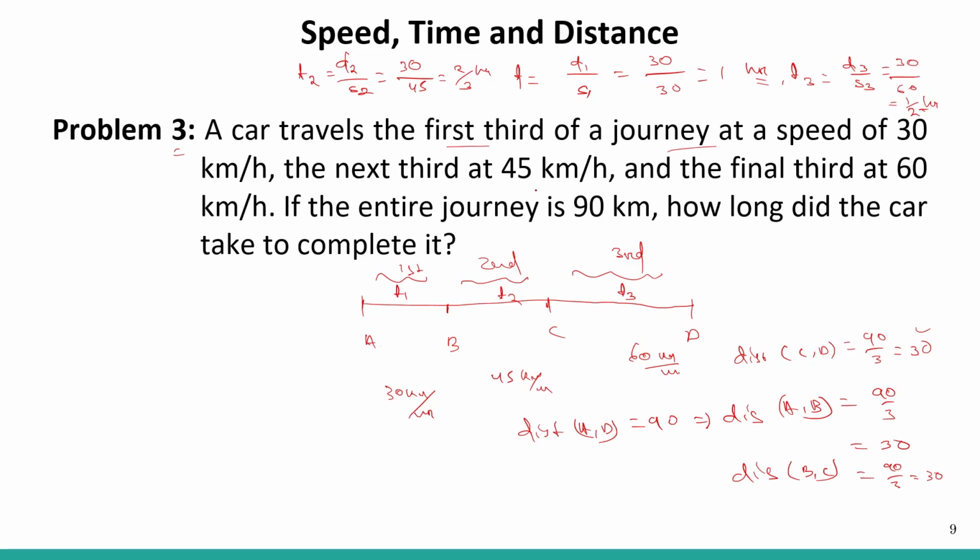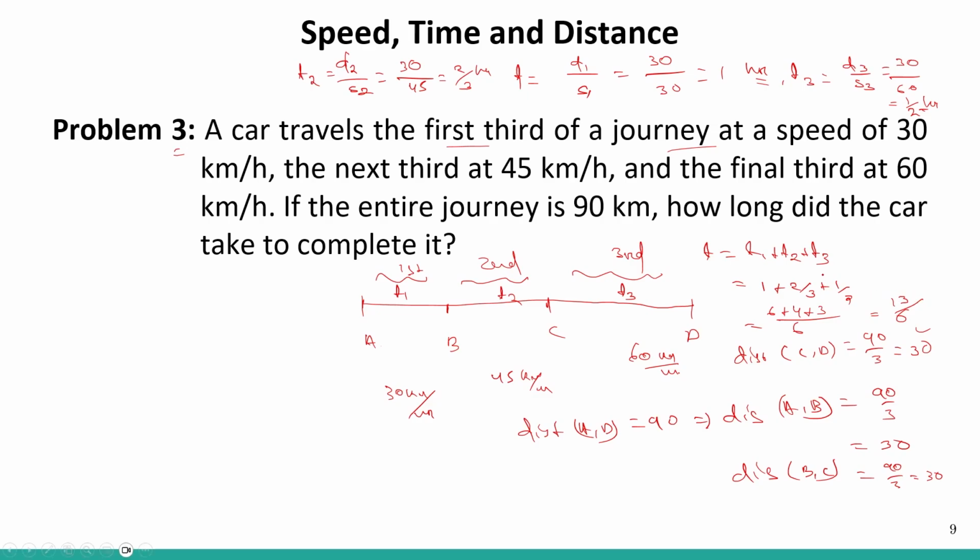Okay. So how long did the car take to complete it? The total time T is equal to T1 plus T2 plus T3. So this will be equal to 1 plus 2 by 3 plus 1 by 2. So it will be 6 plus 2 into 2 is 4, plus 3. So 6 plus 4 plus 3 is equal to 13 by 6. So it will take 13 by 6 hours to complete the whole journey.